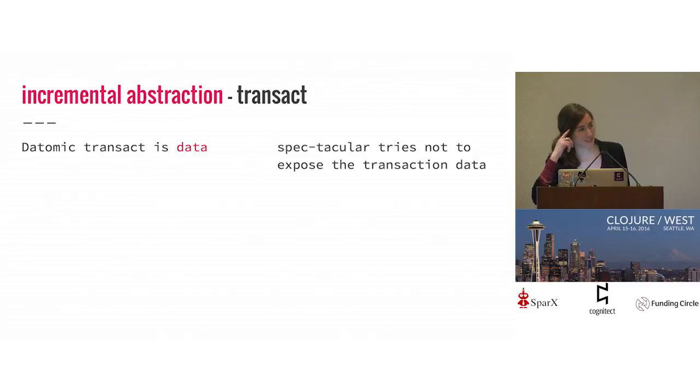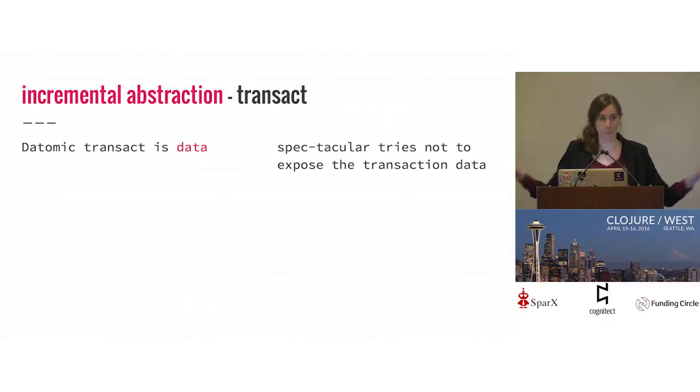Datomic transact, just data. But spec-tacular just tries to hide the transaction data, right? When you do create or assoc, it doesn't tell you what it did, it just gives you back the object. What if you wanted to change that before actually creating those? What if you just wanted to see what spec-tacular wanted to do and then maybe do some tweaks and then send it off to your database? Nope. No, you can't do that.